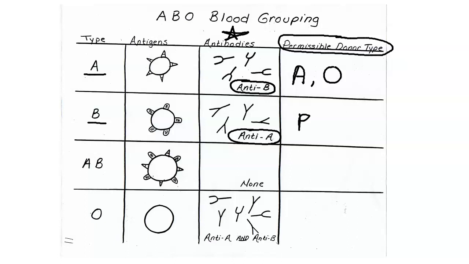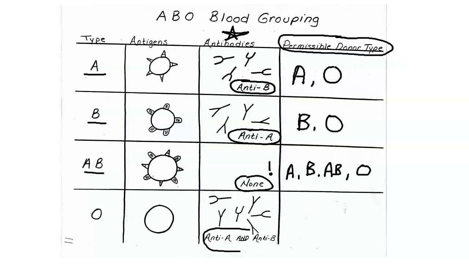A recipient with type AB blood doesn't produce antibodies against either A or B. Therefore, we're not as worried about giving them sugar A or sugar B. Compared to a person that has type O blood, who is producing both anti-A and anti-B antibodies, meaning that we can't give a product that contains sugar A or sugar B. If we gave type A, type B, or type AB, that person would launch an immune response against that blood product.